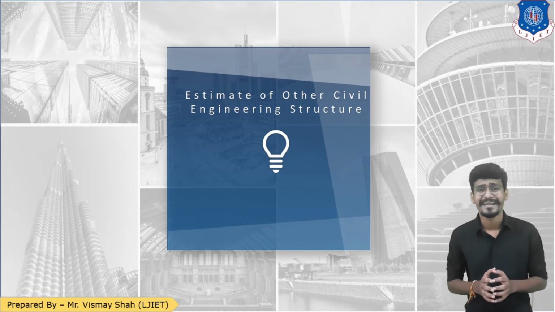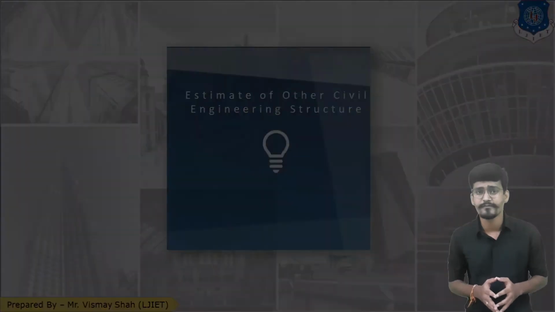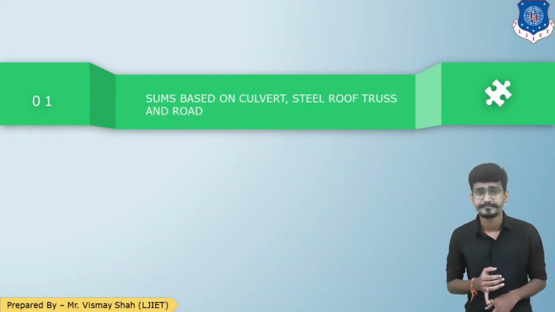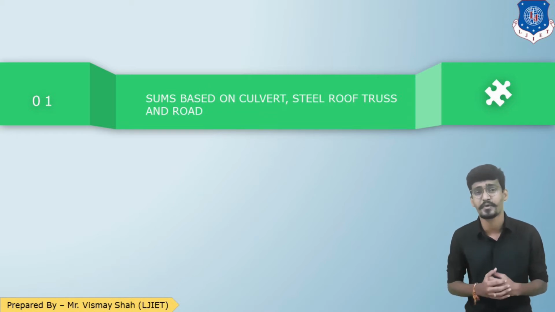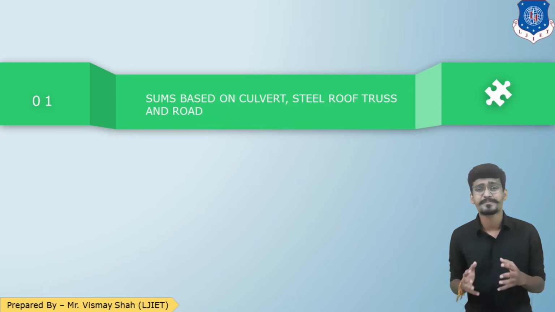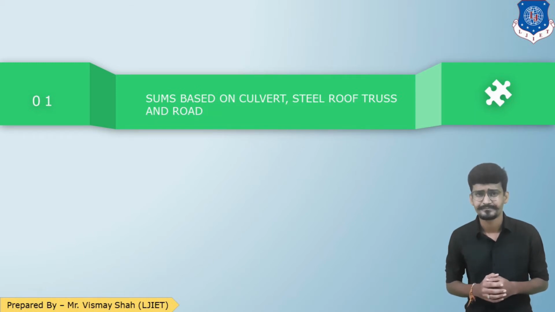So today in this session we are going to learn the quantities of culverts, steel roof truss steel. We are going to learn more about steel channels and angles for the steel structures, and at last we are going to see some of the other numericals based on road estimate. So let us begin with the culverts.